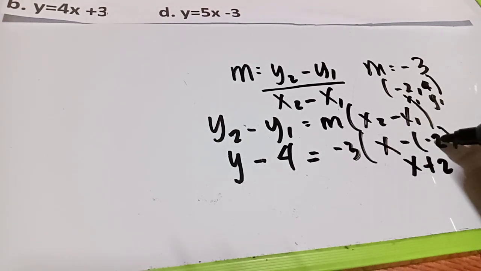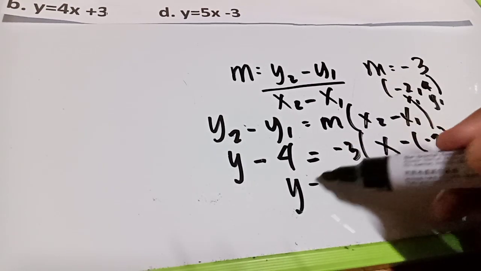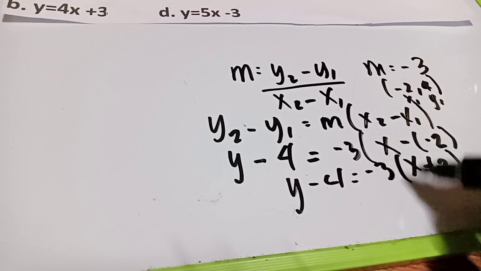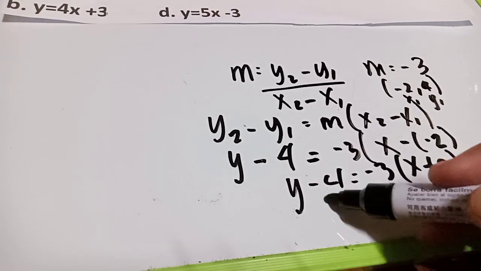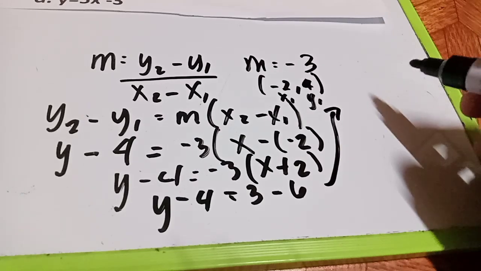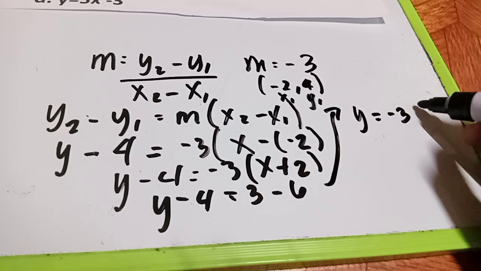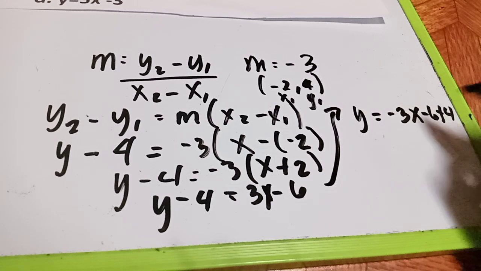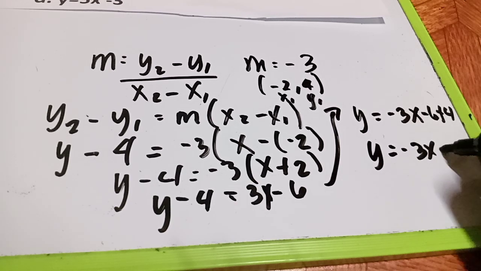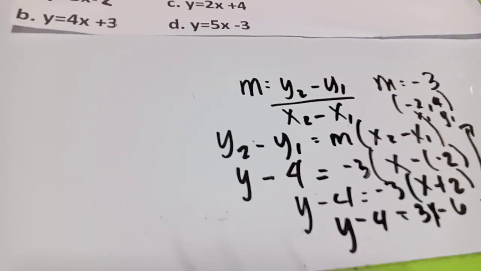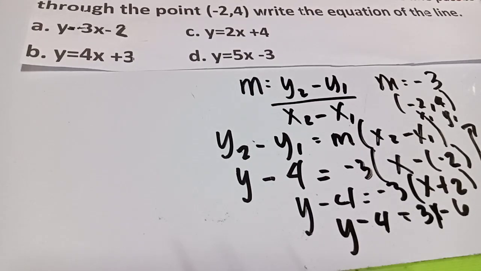So x positive 2, negative times negative will become positive, and then y minus 4. And then multiply, this will become -3x, -6, and y minus 4. And then after that, this will become y is equal to -3x minus 6 plus 4, and then y is equal to -3x minus 2. So the answer is -3x minus 2, and the best answer for that is letter A. So, y is equal to negative 3x minus 2.